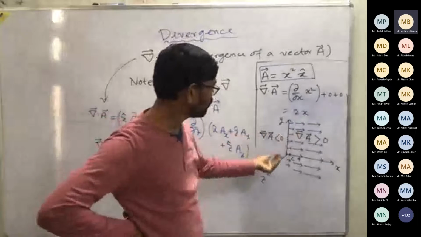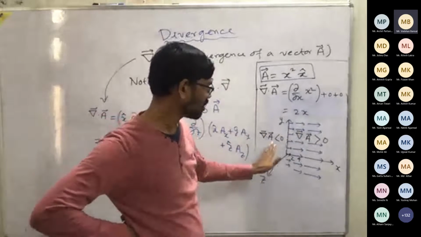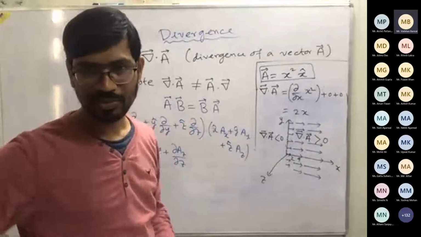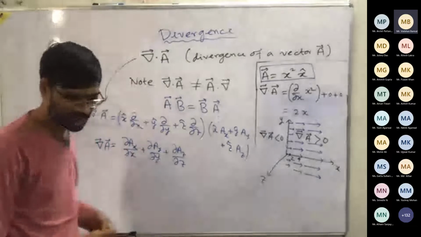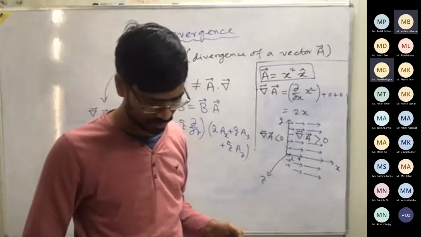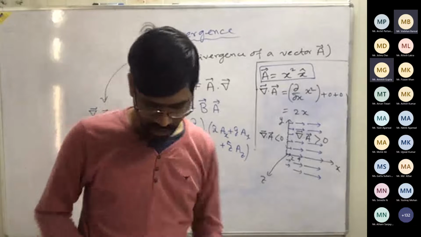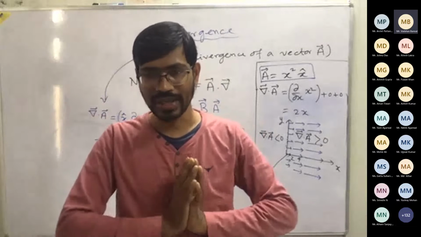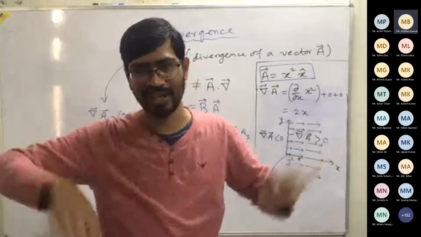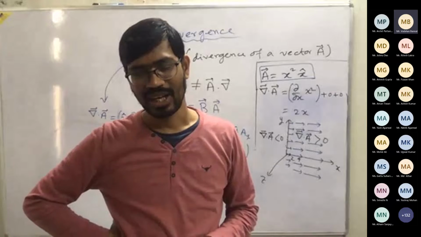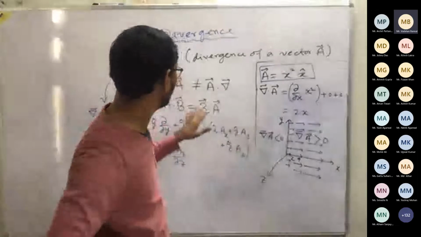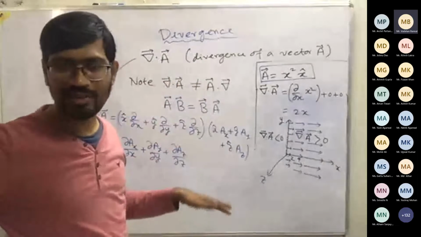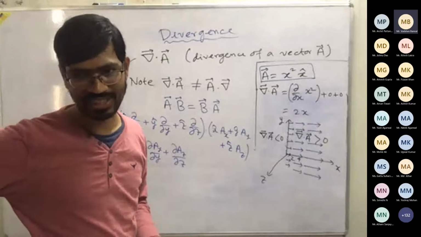On the left side, it will be negative. So that also you can convince yourself. Sir, what is the use of divergence? Divergence is very useful to check how the vector is changing in different directions. Again, it's a derivative, so all these we are doing are vector differentiation.